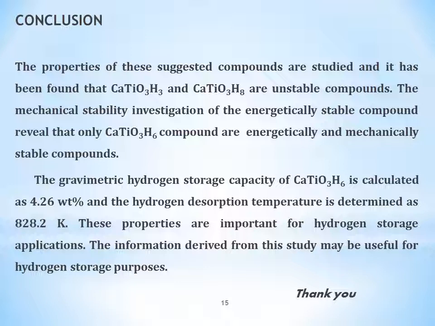Conclusion: the properties of these compounds are studied, and it has been found that CaTiO3H3 and CaTiO3H8 are unstable compounds. The mechanical stability investigation of the energetically stable compounds revealed that only the CaTiO3H6 compound is energetically and mechanically stable. The gravimetric hydrogen storage capacity of CaTiO3H6 is calculated as 4.26%, and the hydrogen dissolution temperature is determined as 828.2 Kelvin. These properties are important for hydrogen storage application.